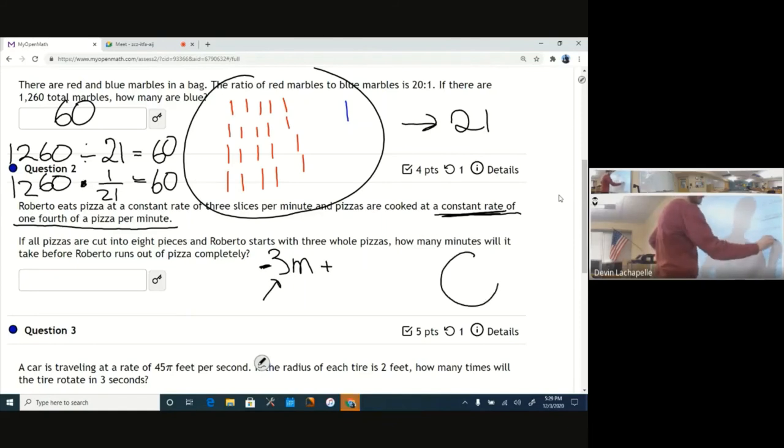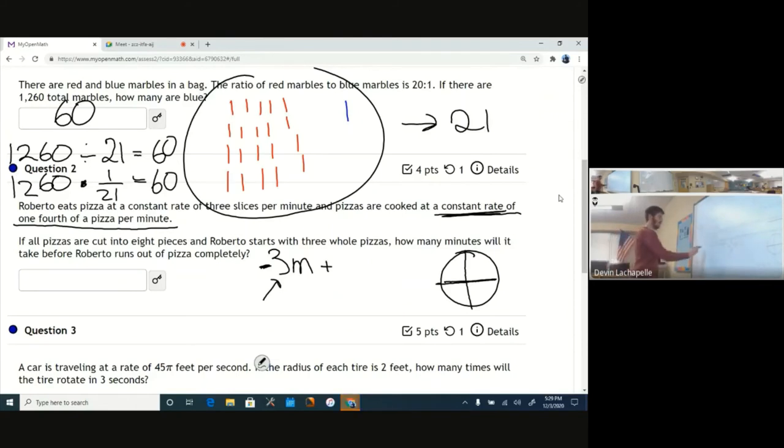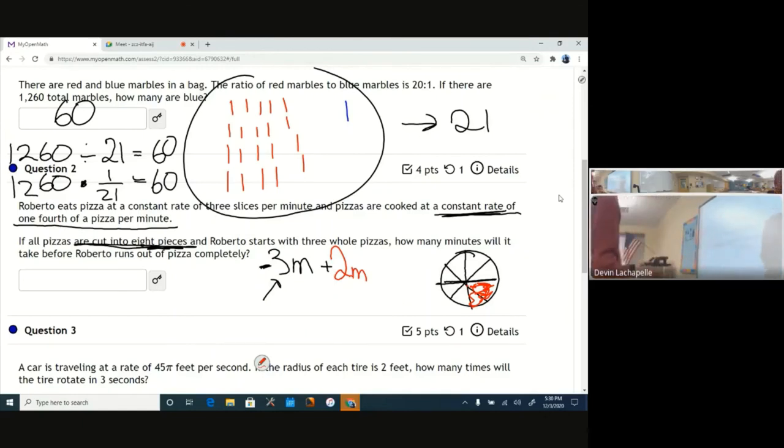Well, let's think about it. There's our pizza. And we know that our pizzas are cut into 8 pieces. Just like that. Cut it into 8 pieces. Okay. And it says he gets 1/4 of a pizza. So if we fill in 1/4 of this pizza, how many slices is that? Well, it's just 2 slices. So we're going to say plus 2m. Every minute he gains 2 slices. And these pizzas are being cooked pretty quick.